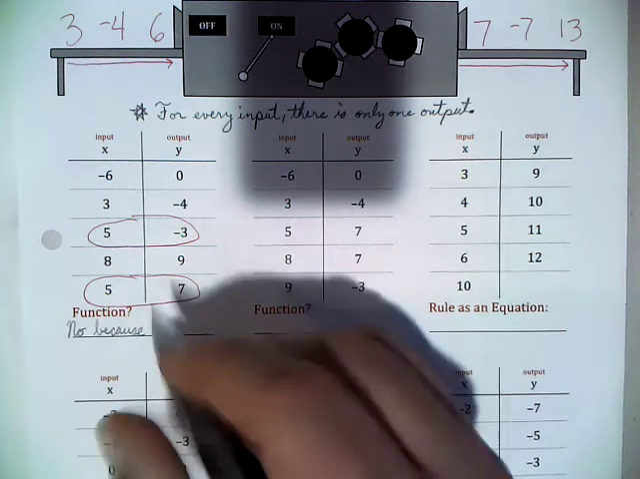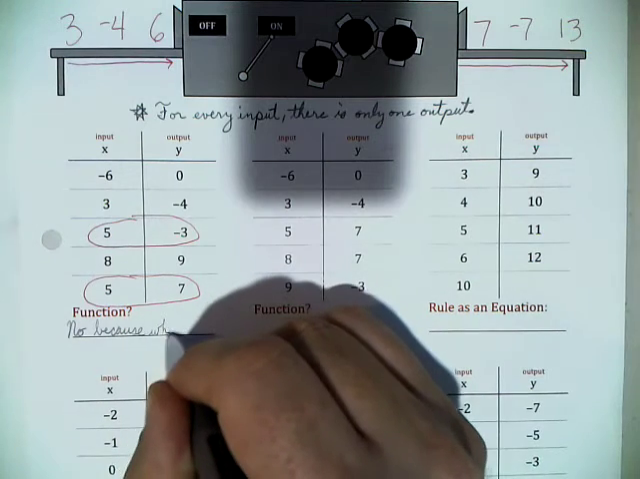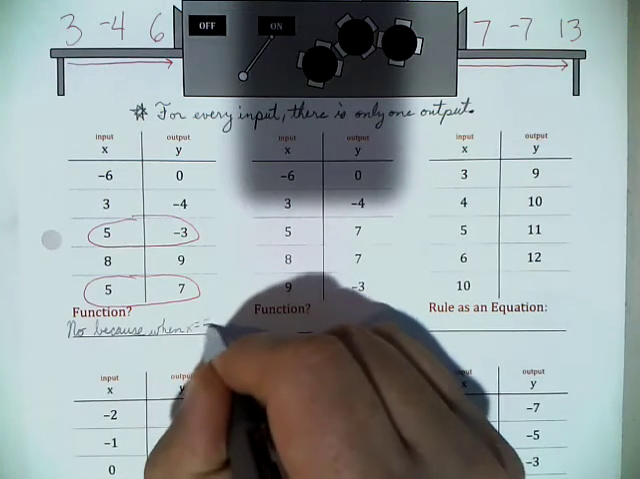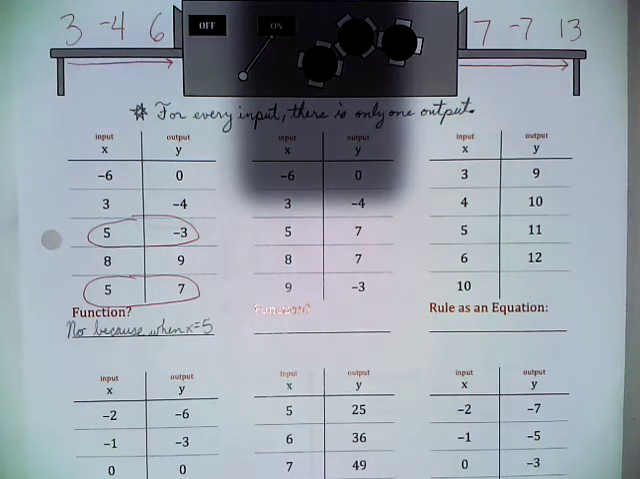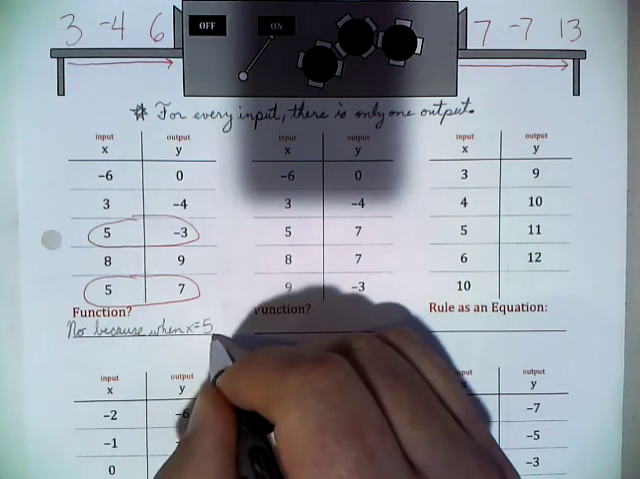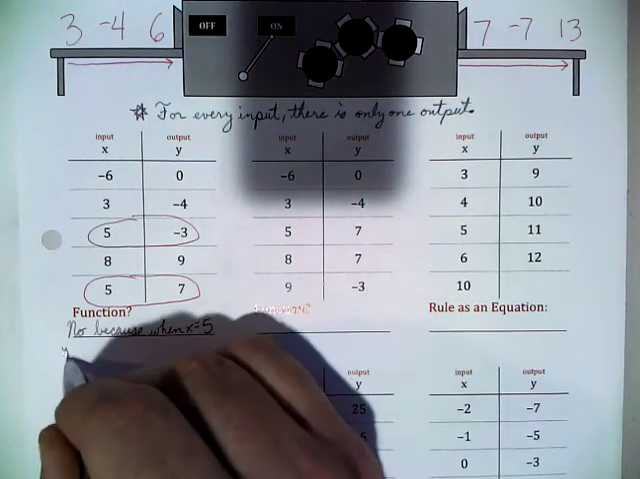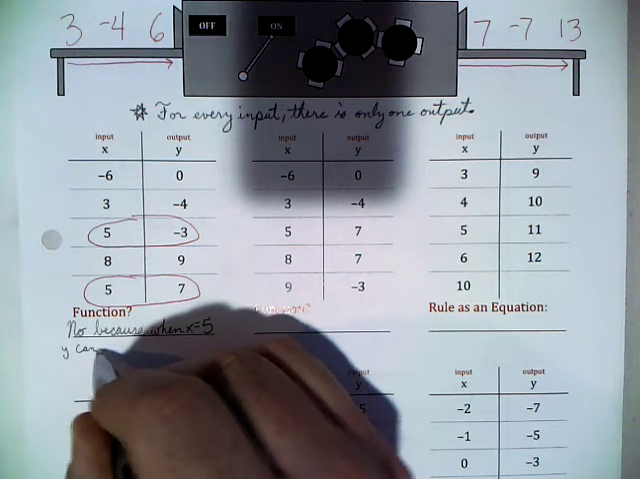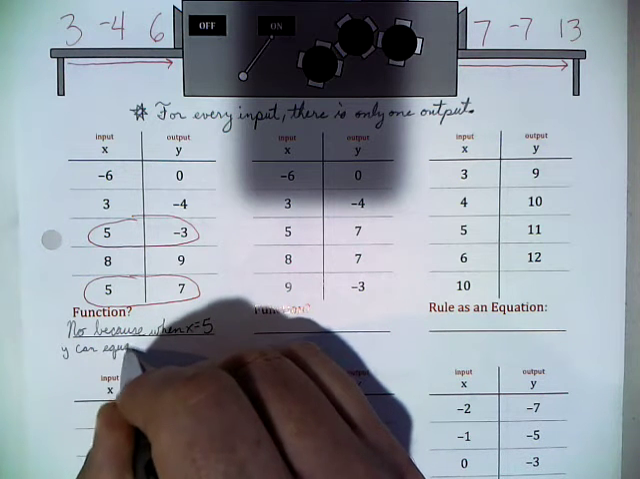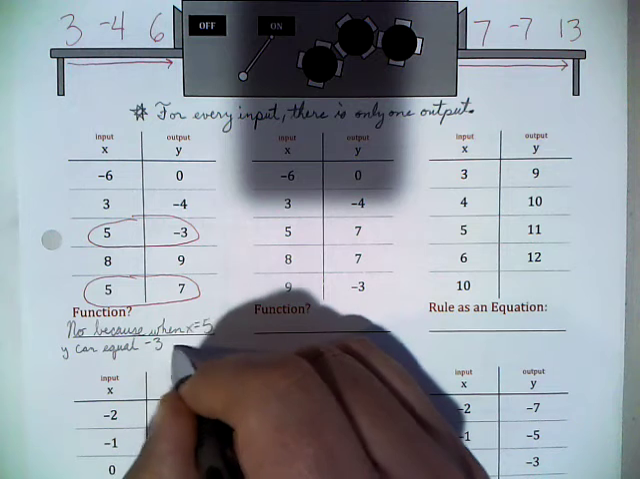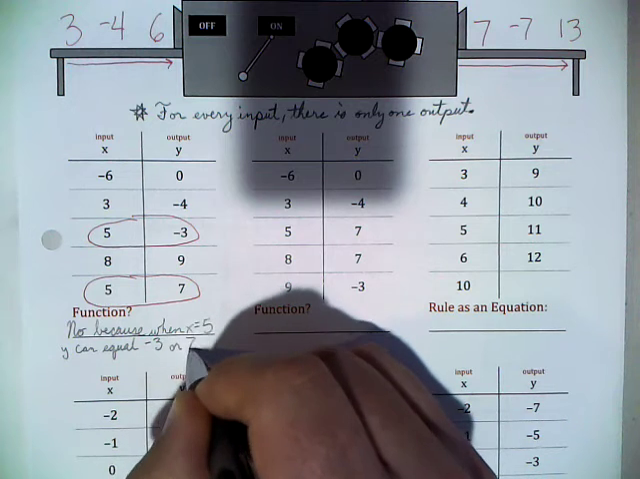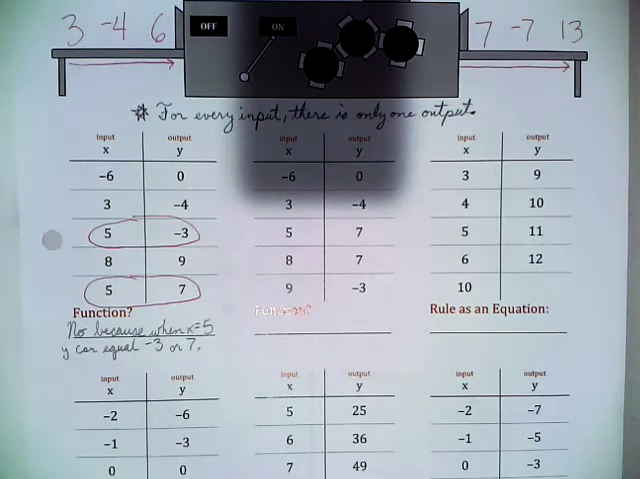Because when x equals 5, or in other words, for the input 5, y can equal -3 or 7. And that's not allowed.